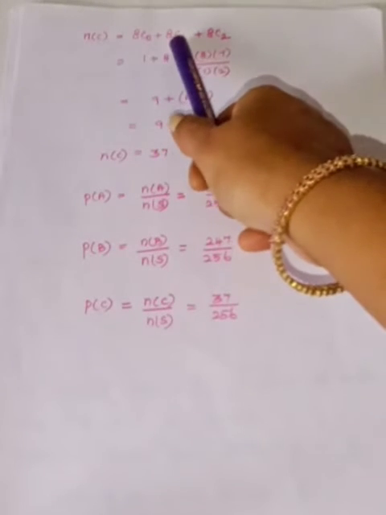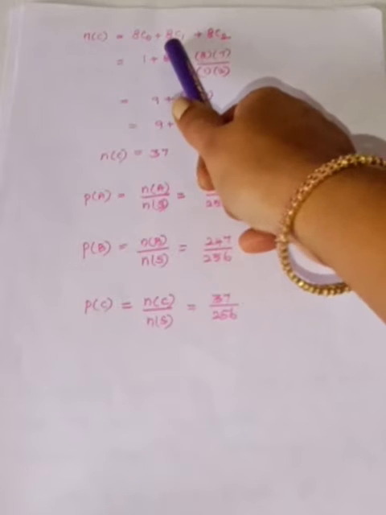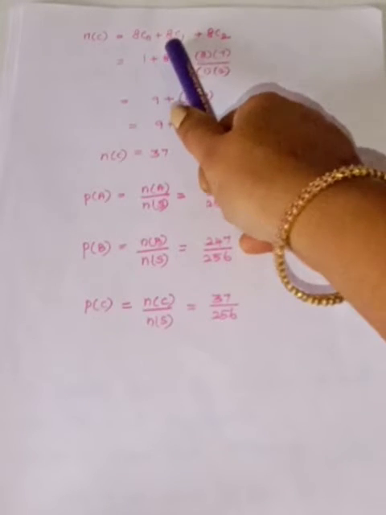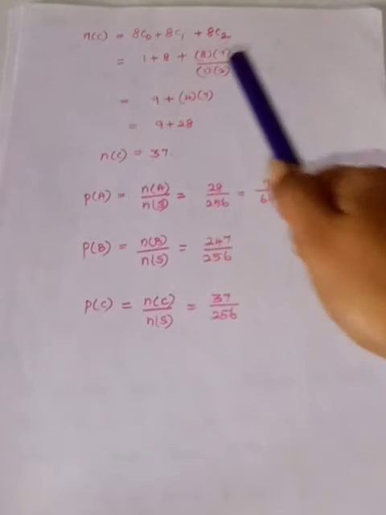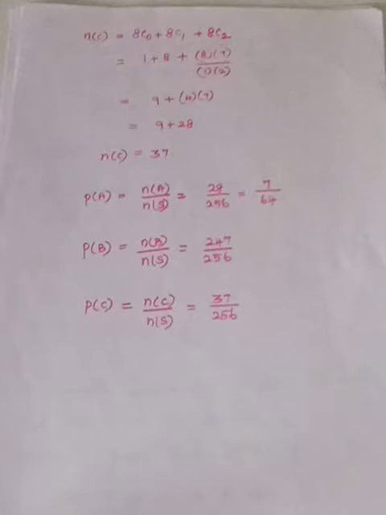Okay, 8c1 means from the 8 coins, you have to choose 1 coin having tail. So you will get 1 tail. So 8c1 plus 8c2. 8c2 means from 8 coins you have to choose 2 coins having tails. So therefore at most 2 tails means you have to use 8c0 plus 8c1 plus 8c2.